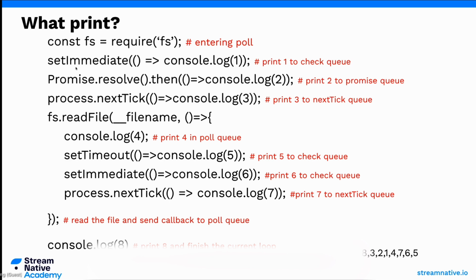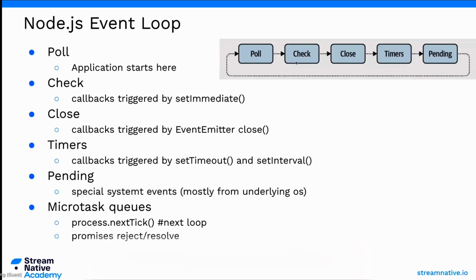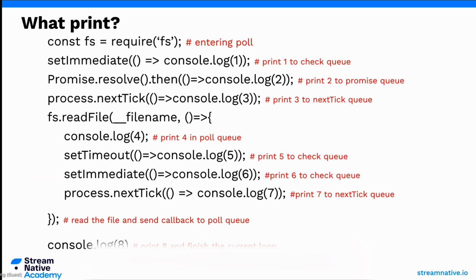The next statement is setImmediate. Remember, setImmediate is in the check queue. So when you run this, the function console.log 1 doesn't print. It goes to the check queue. Then the next one, Promise.resolve().then log 2. This function is added to the promise queue. Then process.nextTick, this function goes to the nextTick queue.